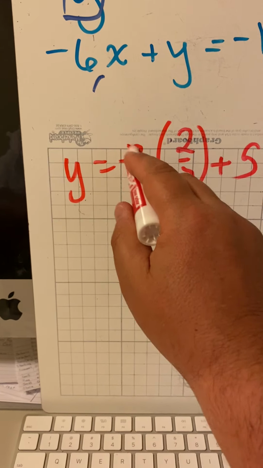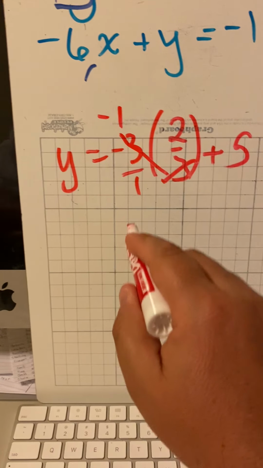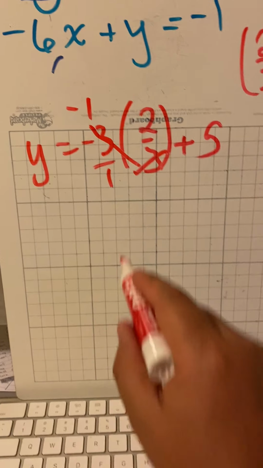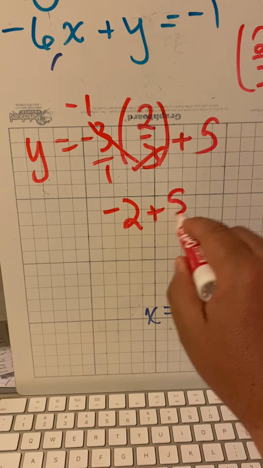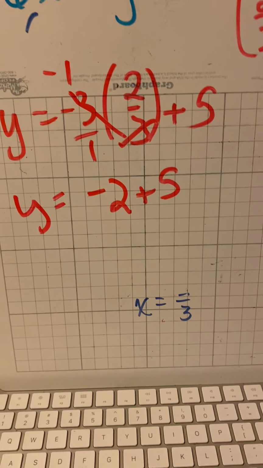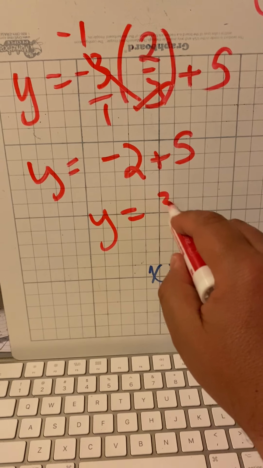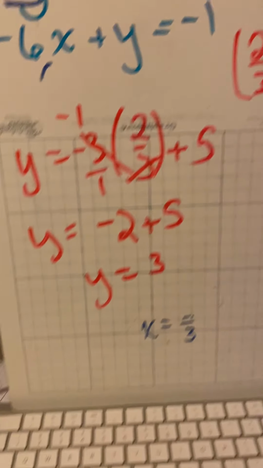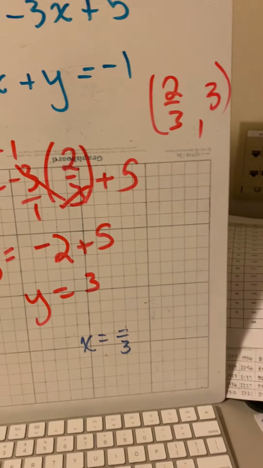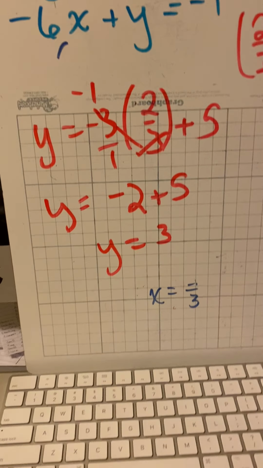Cross cancel the negative 3 and the 3. I'm left with negative 1. Negative 1 times 2 is negative 2 plus 5. And y equals whatever negative 2 plus 5 is. Y is equal to 3. Okay, so we find the answer for that problem. Y is equal to 3.